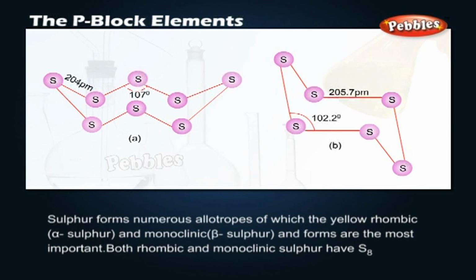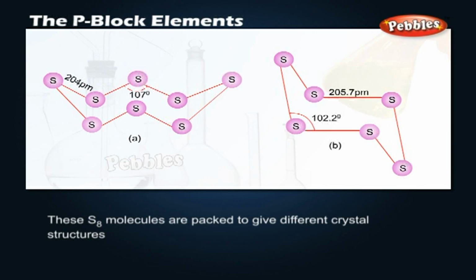Sulfur. Sulfur forms numerous allotropes, of which the yellow rhombic and monoclinic forms are the most important. Both rhombic and monoclinic sulfur have S8 molecules. These S8 molecules are packed to give different crystal structures.